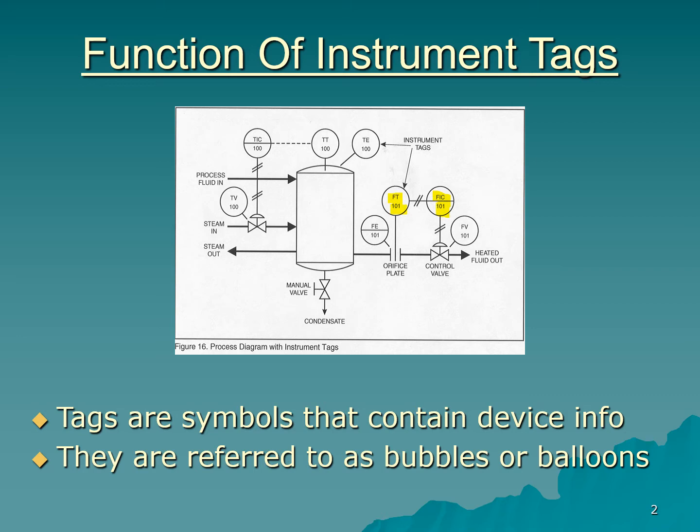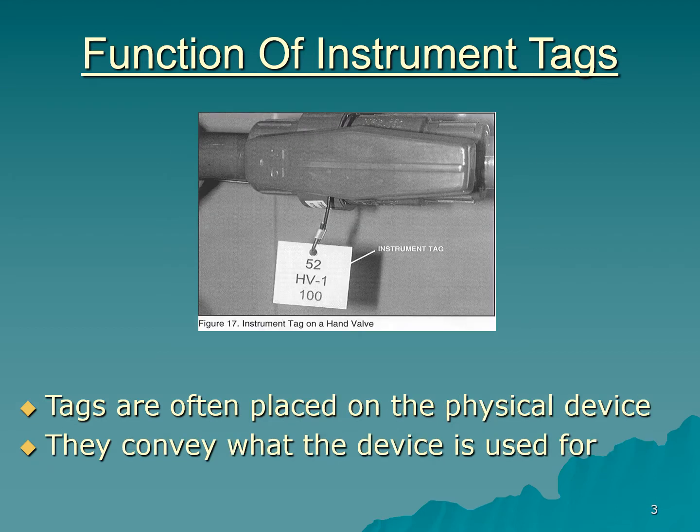Like in this case, this T is for temperature. Generally we'll get into what each of these mean. Every letter in that means something. Tags are often placed on the physical device, and they convey what they're used for. They can be used as part of the tag lockout tagout, which we need to be aware of at all times. Always observe lockout tagout.